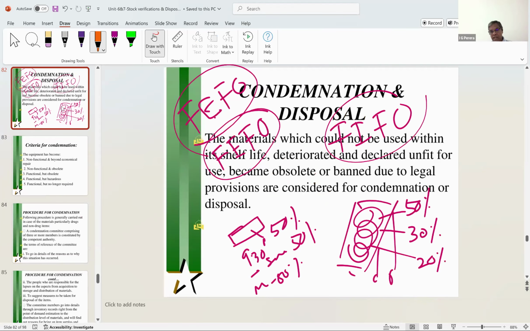But there are some items, it says items are getting obsolete. It became obsolete or banned due to legal provisions or deteriorated, declared unit as unserviceable or unusable.